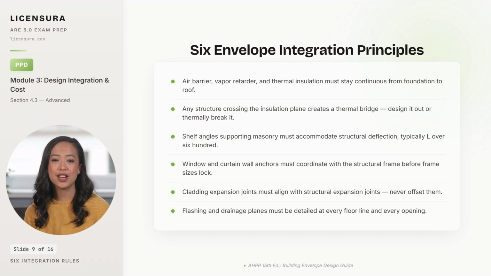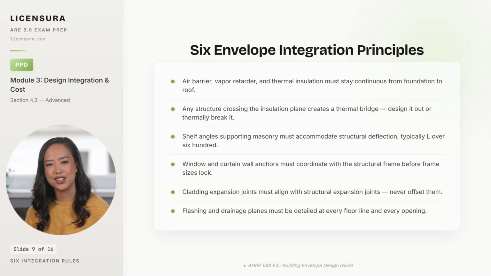Fourth, window and curtain wall anchors must coordinate with the structural frame before frame sizes lock, because anchor locations drive structural reinforcement at the slab edge. Fifth, cladding expansion joints must align with structural expansion joints. If you offset them, one of the two will crack. Sixth, flashing and drainage planes have to be detailed at every floor line and every opening, not assumed away as a contractor responsibility.